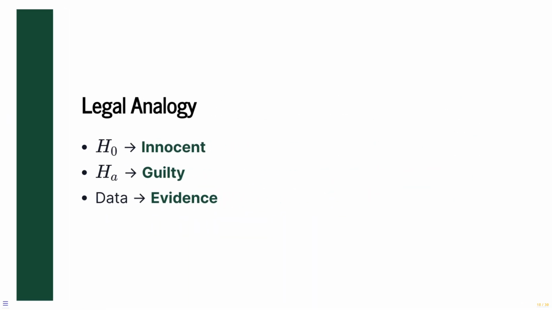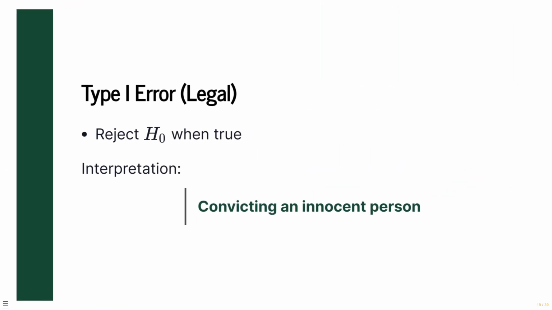A helpful way to understand these ideas is through a legal analogy. In this analogy, the null hypothesis represents innocence. The alternative hypothesis represents guilt, and the data represent the evidence presented in court. A type 1 error corresponds to convicting an innocent person, and this is considered a very serious mistake, which is why both the legal system and statistical testing procedures are designed to make this outcome unlikely.